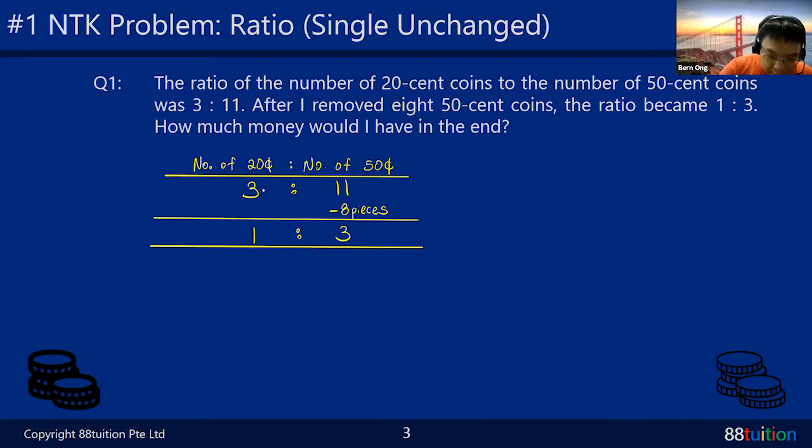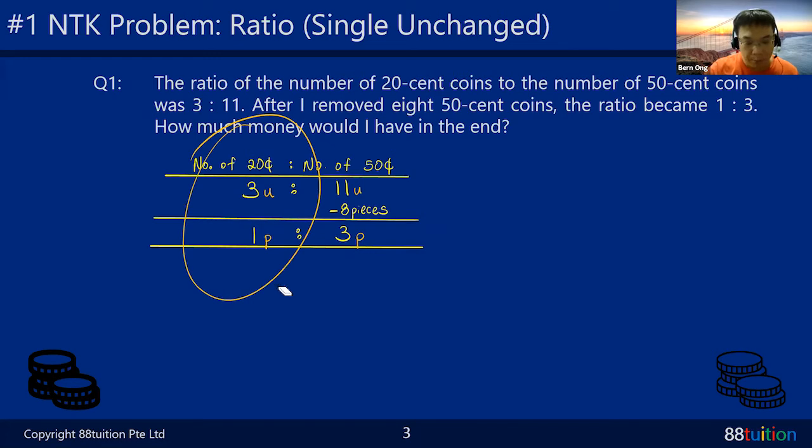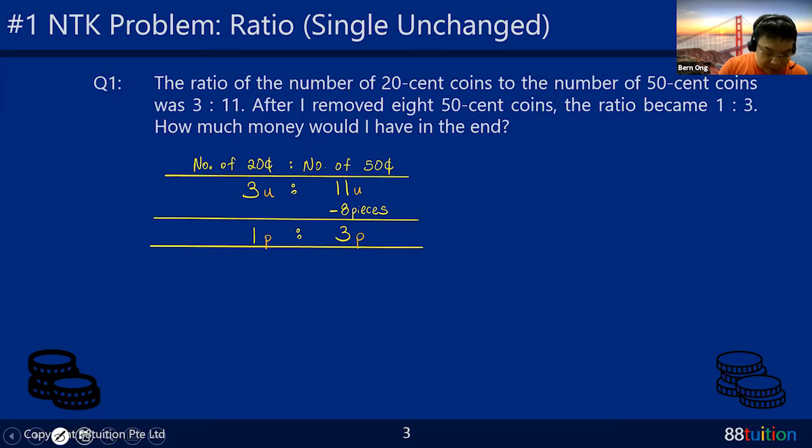Actually, you can start with writing this as units. And this one, we can write it as parts. To know that there are 2 different things, units and parts. Can? So now what's the problem? The problem is that your number of 20-cent coins, nothing happened, but it becomes 1. So in this case, that is the clue. This is called single unchanged. That means your 20-cent coins never changed. You have to try to make these 2 numbers the same number. How to make them the same number? Obviously, you take 1 times 3, which will be so much easier than making 3 divided by 3 to become a 1. Do you know that you can make this one into a 1? You can, but it's more troublesome.